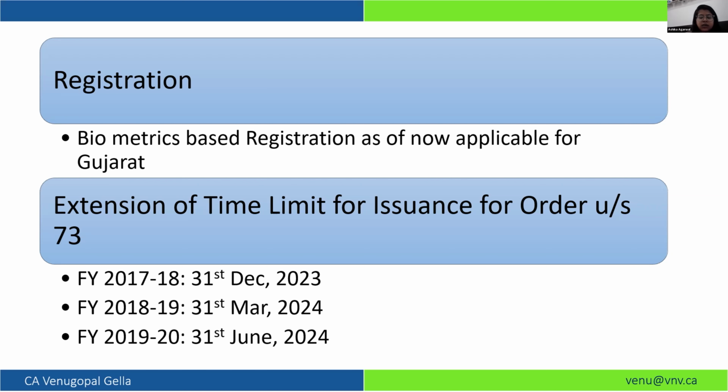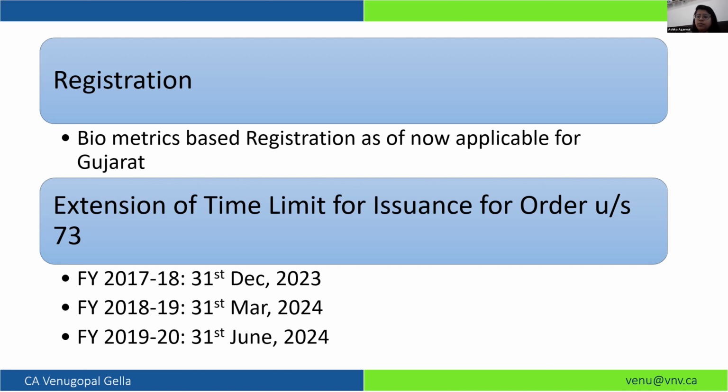Section 73, which deals with non-fraud cases, provides for issuance of order to be 3 years from the due date of the annual return. Now, if you see financial year 17-18, GSTR 9C, the due date is 5th or 7th Feb 2020 based on the state. So the last date for issuance of order becomes 3 years from that, that is 7th or 5th Feb 2023. Now they have extended it till 31st December 23.